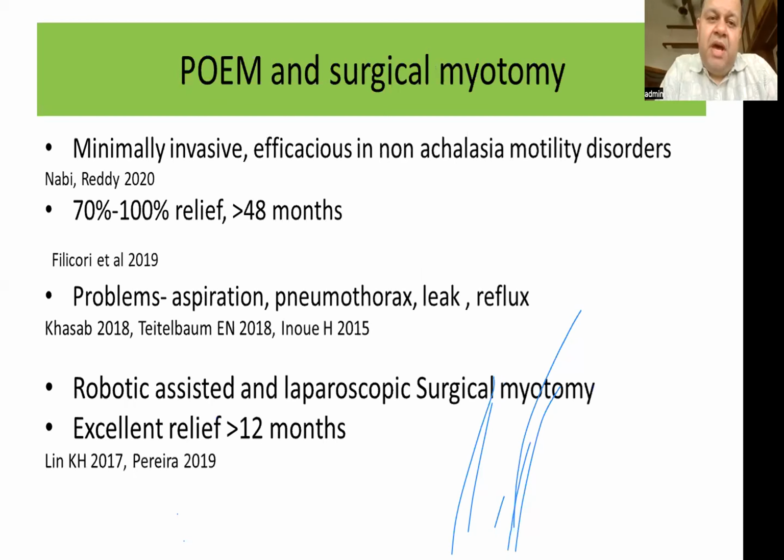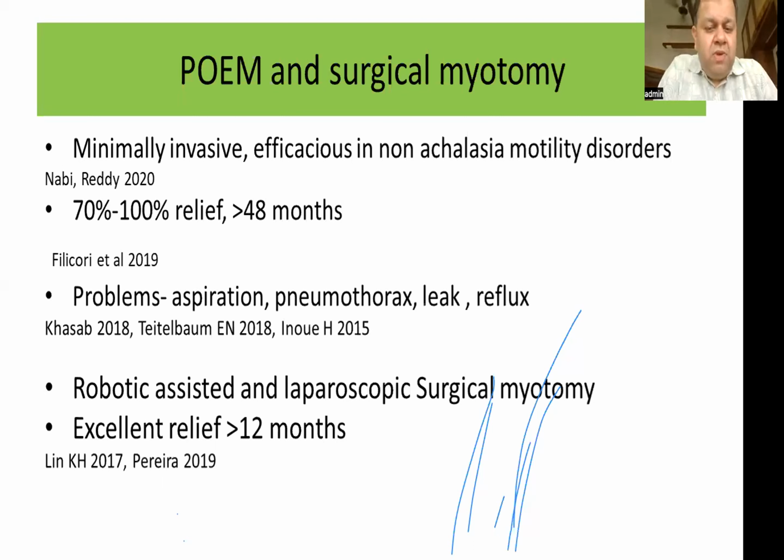Next, we come to POEM and surgical myotomy. Now, POEM and surgical myotomy are being used selectively in patients with EGJ dysfunction, mainly achalasia cardia, and that is how they have found a role even in management of patients with EGJ outflow obstruction. Now, POEM is a minimally invasive method of treatment, which is efficacious in non-achalasia motility disorders as well. The response rate is around 70 to 100% at more than 2 years. However, there can be problems like aspiration, pneumothorax, leak in the short term and reflux in the long term that can hamper the outcomes of POEM.